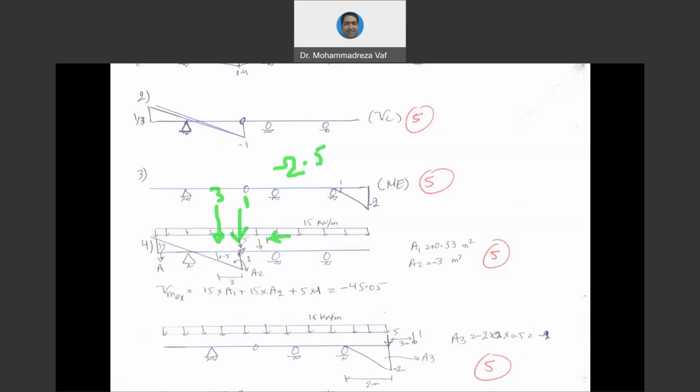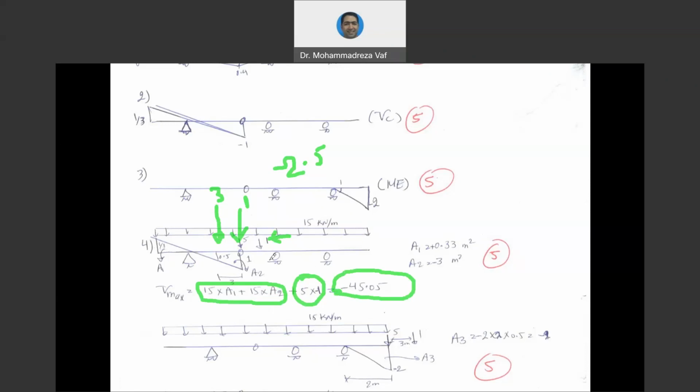So right now we have this -5, coming from the moving point loads, and we need to sum it with the negative value that we get from our uniform load. And in total we get -45.05. So this is how we can calculate the maximum.